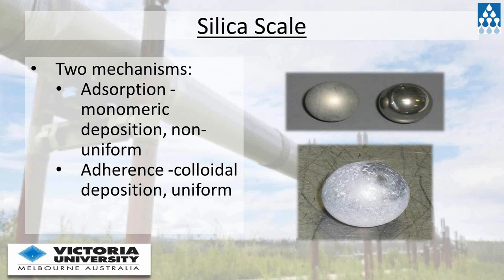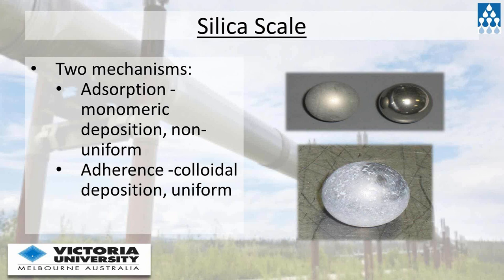There are two main mechanisms. This isn't all of them. These are just the two significant ones we see. One is an adsorption-based process where primarily the monomeric silica attaches to the surface of the material. That sort of deposition would look something like what we see in the bottom picture here, in that it's generally non-uniform because you get one point where a monomer adsorbs and then you get polymerization from that point.